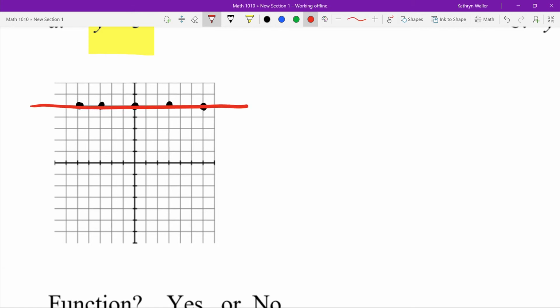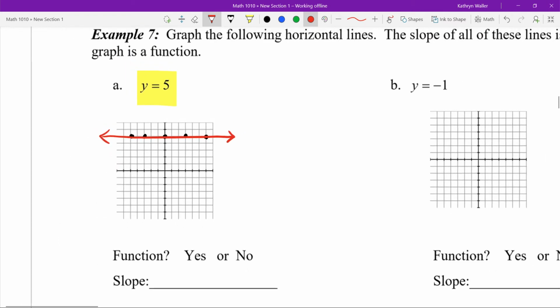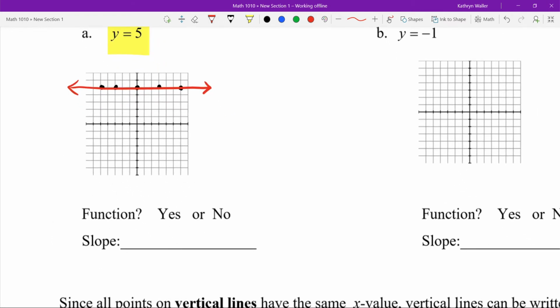The dots don't matter. The dots can be there or not be there. The point is, on that line, every y value is 5. That's your graph, okay? Everybody in the room talk to me. Is this a function? Yes, it is. What is the slope of that line? Is there any change in that line? No. So the slope is 0. Horizontal line has a slope of 0.